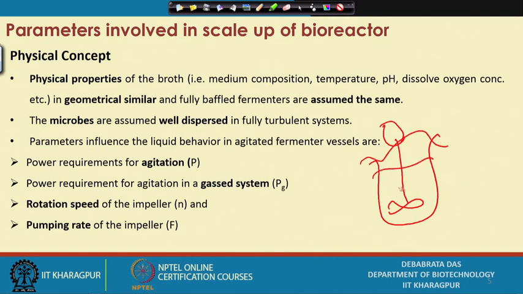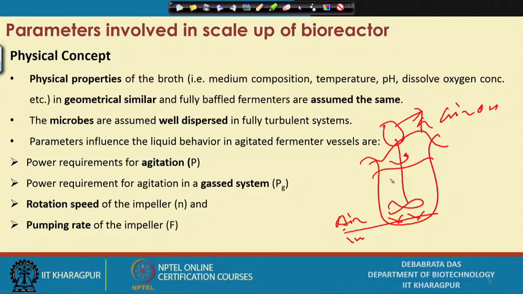Now, when it is starting like this, naturally the power drawn by the agitator will be more. Here, if you flow some kind of air in the system, air in and air out, then due to the aeration there will be a kind of turbulence, a kind of movement of the water. Due to this, the power requirement of the stirrer will be less as compared to the ungassed system. So this is the gassed system power requirement.